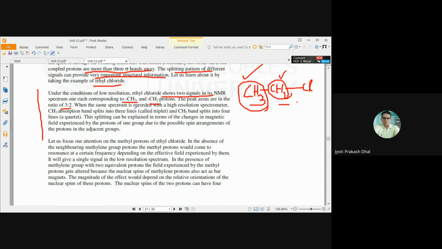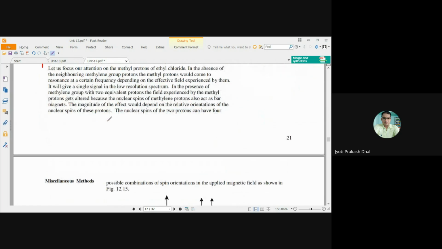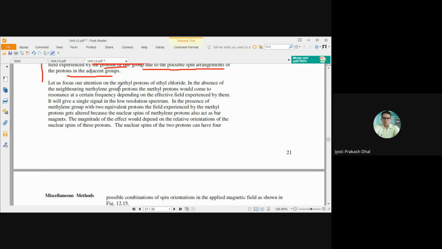When the same spectrum is recorded with a high resolution spectrometer, the CH3 absorption splits into 3 lines, that is called a triplet, and the CH2 absorption band splits into 4 lines, that is called a quartet. This splitting can be explained in terms of the change in magnetic field experienced by the protons of one group due to the possible spin arrangements of the protons in the adjacent group. Now let us focus our attention on the methyl protons, that is the CH3 protons of the ethyl chloride.